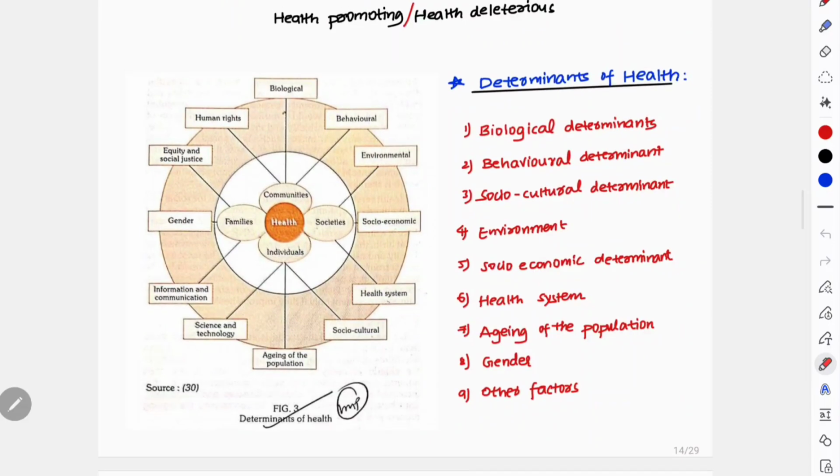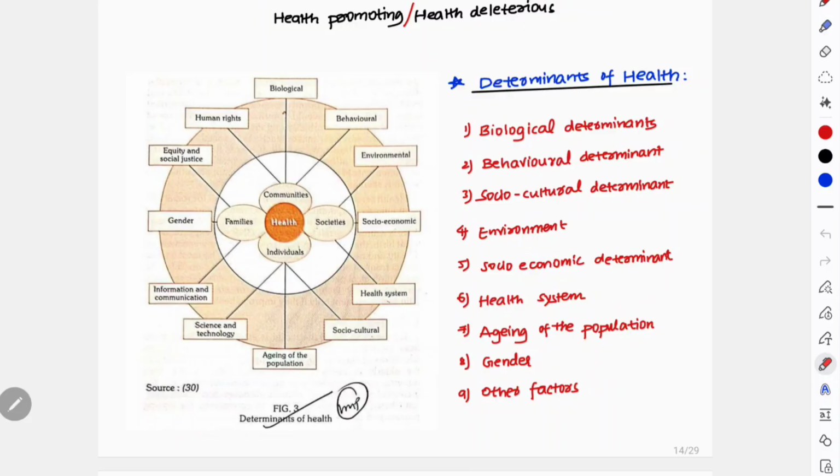So determinants of health: biological determinants, behavioral determinants, sociocultural determinants, environmental determinants, socioeconomic determinants, health system is a determinant, aging of the population, gender, and other forms. These all are determinants of the health. That is, these all will determine the health.